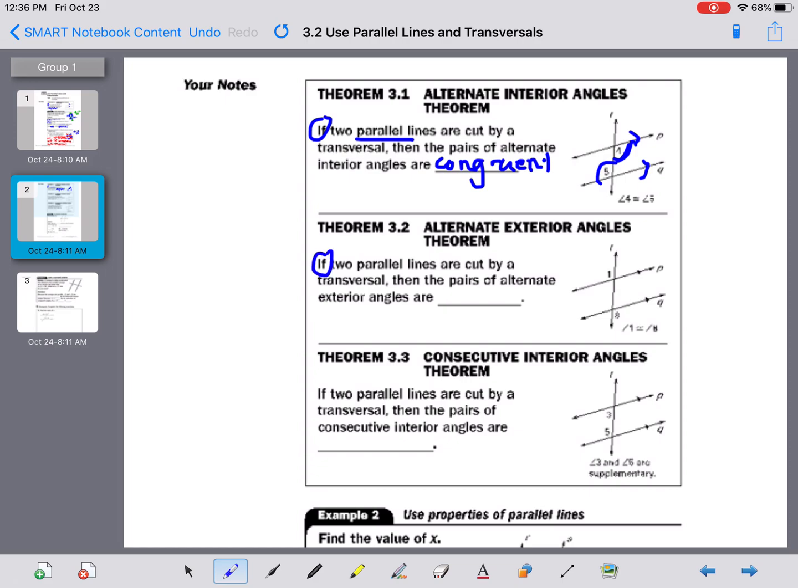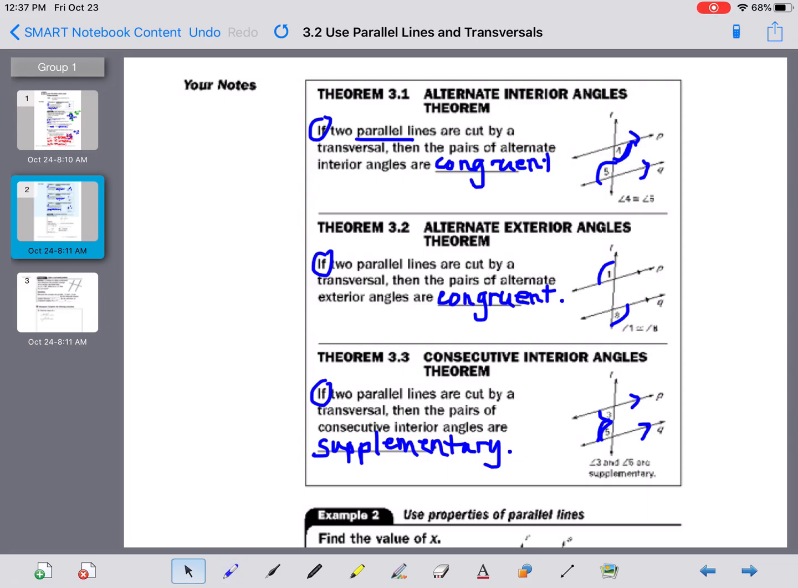If we have 2 parallel lines and they're cut by a transversal, pairs of alternate exterior angles, these ones on the outside, they are going to be congruent. Okay, and the last one, if we have 2 parallel lines again, and the parallel lines are cut by a transversal, then the pairs of consecutive interior angles right here, now be careful here, are going to be supplementary. They are not congruent, okay? They are supplementary if we have parallel lines. So 3 sets of congruent: corresponding, alternate interior, and alternate exterior, but consecutive interiors are going to be supplementary.